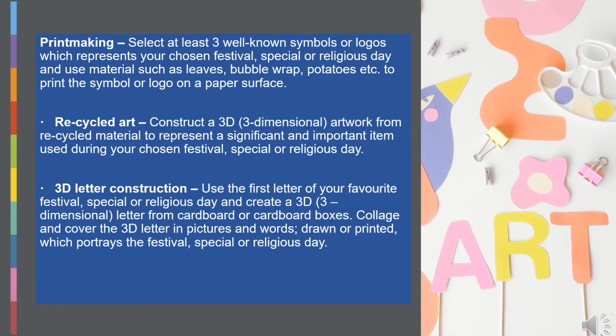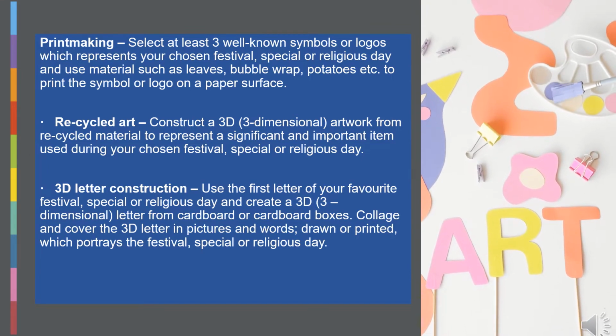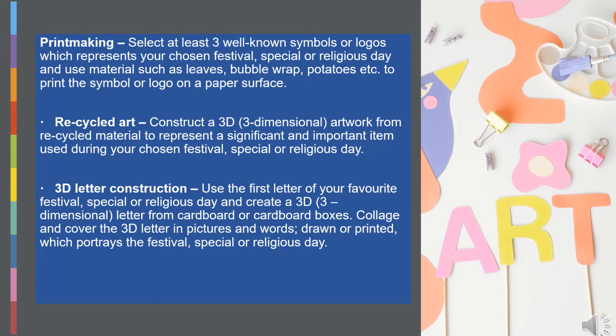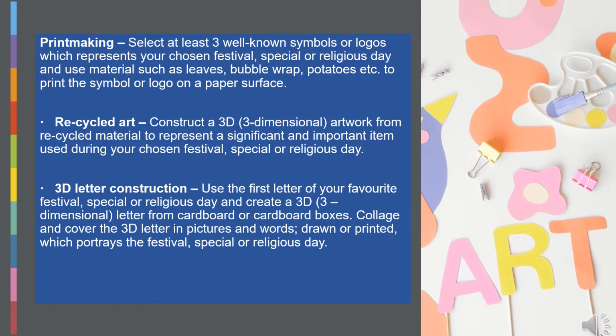The next artwork is printmaking, and this is where you select at least 3 well-known symbols or logos which represent your chosen festival, special or religious day, and you use materials such as leaves or bubble wrap or potatoes to print the symbol or logo on the paper surface. Really get creative here. Your next one is your recycled art, and this is where you construct a 3D, so a 3-dimensional artwork from recycled material to represent a significant and important item that is used during your chosen festival, special or religious day.